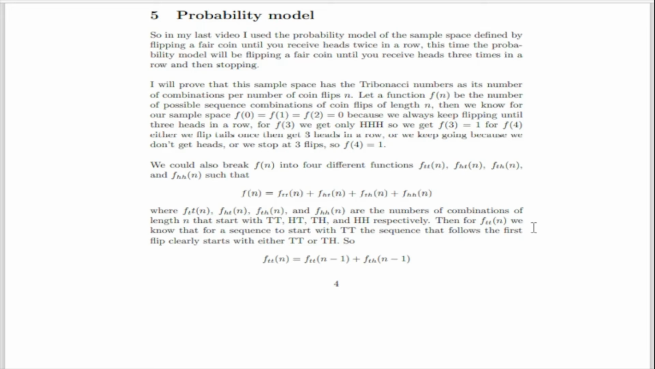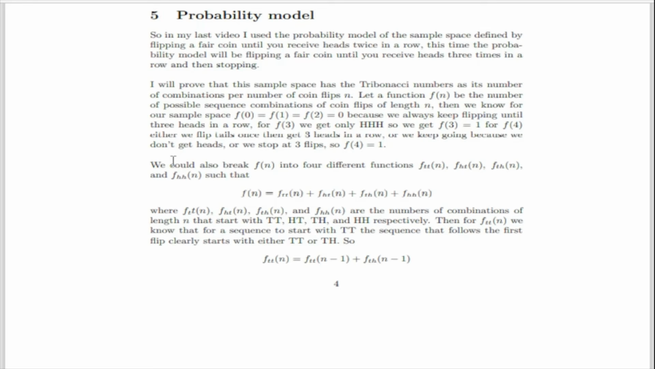We could also break f of n into 4 different functions: f sub tt of n, f sub ht of n, f sub th of n, and f sub hh of n, such that f of n equals the sum of those 4 parts, where f sub tt, f sub ht, f sub th, and f sub hh are the number of combinations of length n that start with tt, ht, th, and hh respectively.